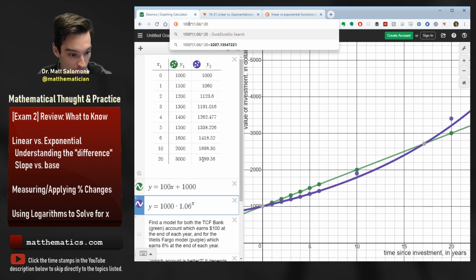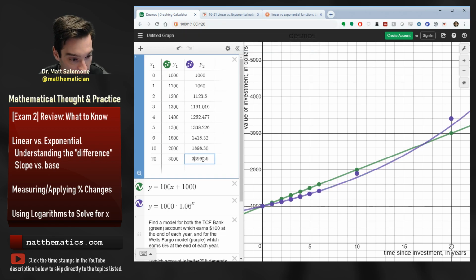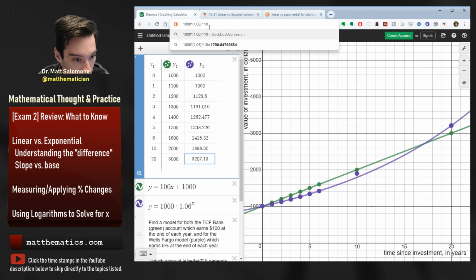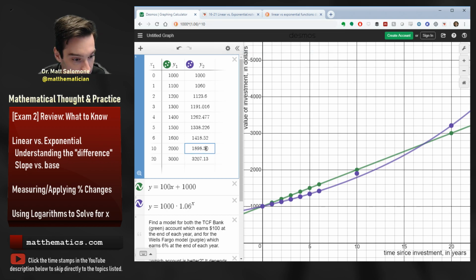So at year 20, we should have 3207.13. So I'll fix that one here, 3207.13. And at year 10, 1790.85. There we go. And now, once again, my exponential equation is passing through all the data points that it needs to pass through. Okay.